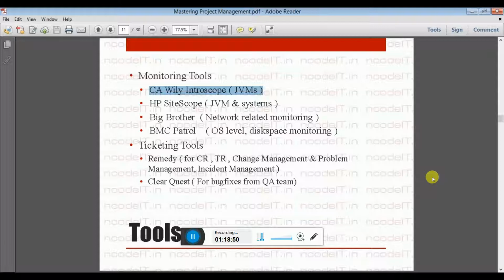Even now we have Wily Introscope, so we have both tools. Some of our environments, our production is on Wily Introscope and QA is on OEM or something, you will say. Just say that we are recently using OEM on QA. On production we still have Wily Introscope.